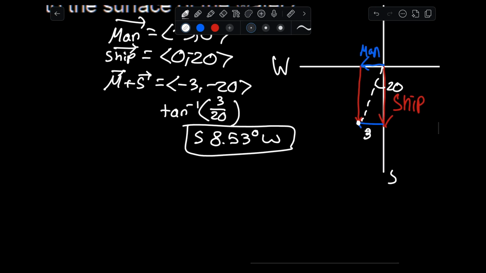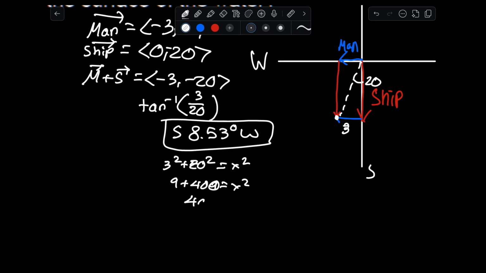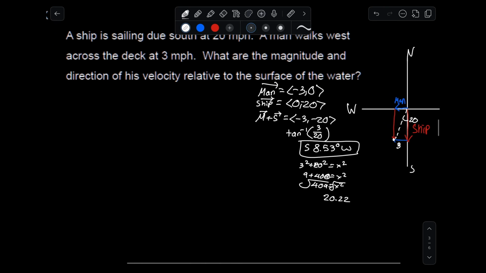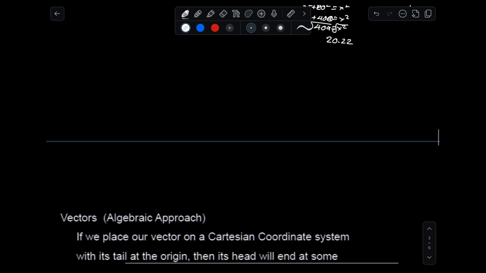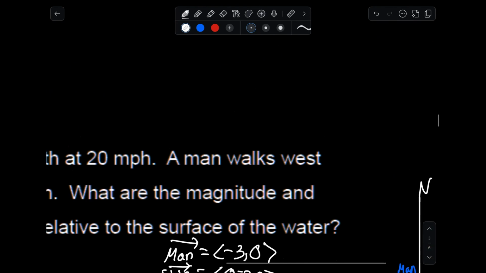Our magnitude would just be doing 3 squared plus 20 squared equals x squared. So that's 9 plus 400, so that's 409 equals x squared, take the square root. Then that's like 20.1 off the top of my head. We can calculate 20.22 as the relative magnitude of velocity to the surface of the water, right? These are a couple examples. Also, don't forget to add the units.